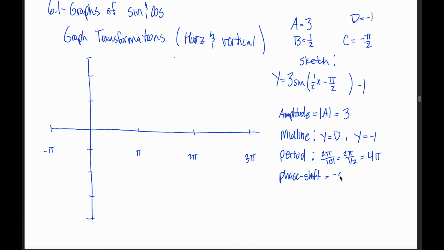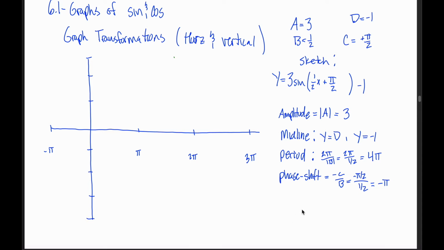And the phase shift is always negative c divided by b. So in this case, c is negative pi over 2. But actually, I want it to be positive pi over 2, so I'm going to change this. We'll make this positive, and we'll make this positive. And now my c is the negative of this positive number. So it's negative pi over 2 divided by b, which is still 1/2. And when you divide these two numbers, you get negative pi.